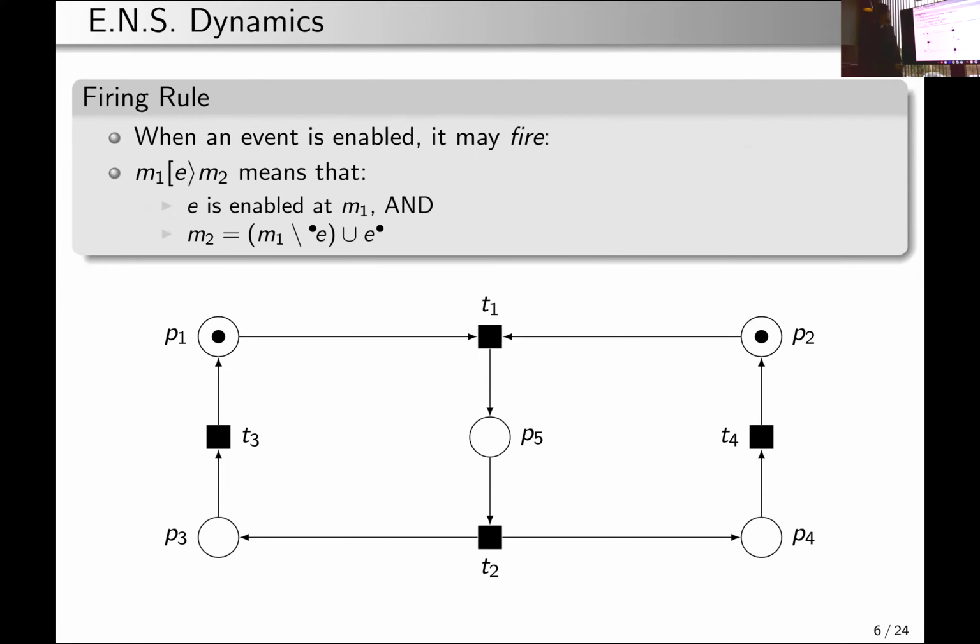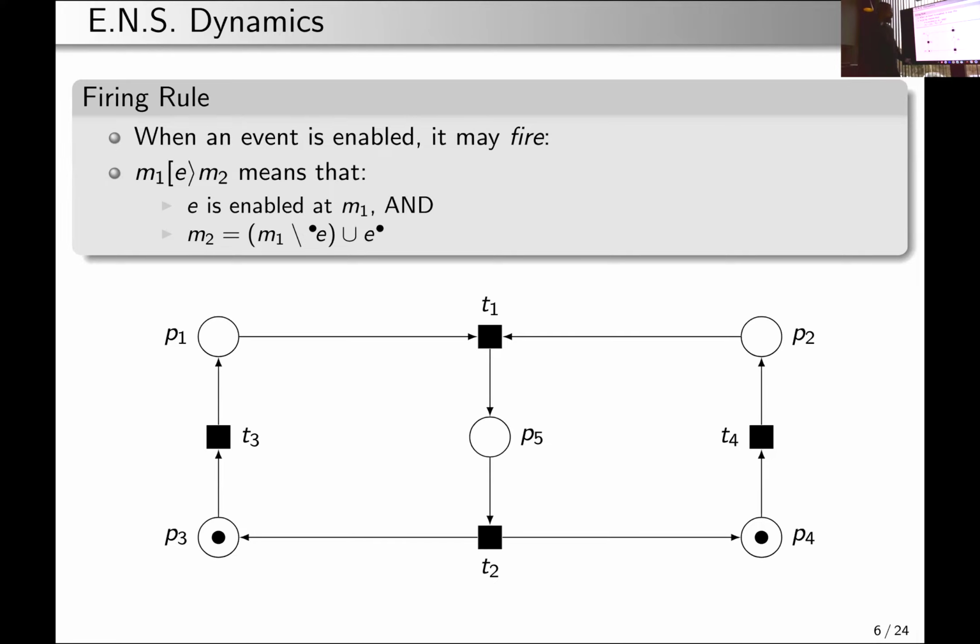And when it fires, it will consume the tokens from the input places and produce a token in the output place. Now, this means that the postcondition now holds and the preconditions don't hold anymore. Okay, and this is very reminiscent of Hoare logic if you give it a bit of thought. Okay, so now T2 was enabled and it fired, right?